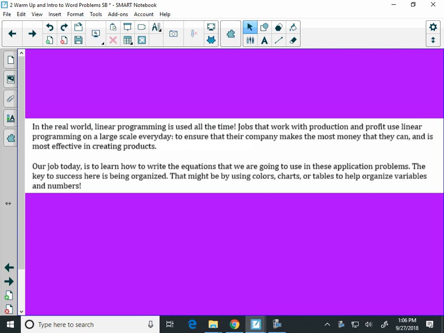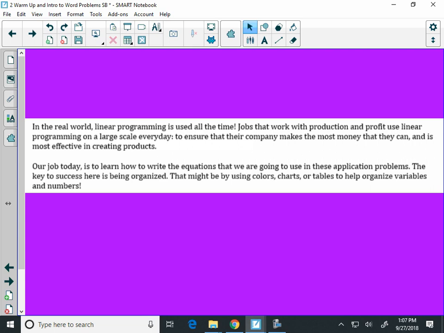So in your job in real life, you might have to create an equation one day. I know, it's so horrible. You might have to create an equation to ensure that you're making the most money, because really that's what businesses do. They want to make money while also not losing money. Right? So our job today is just to learn how to create those equations.